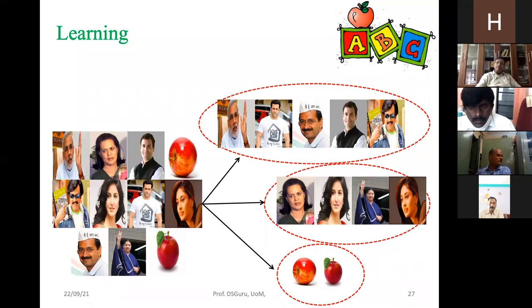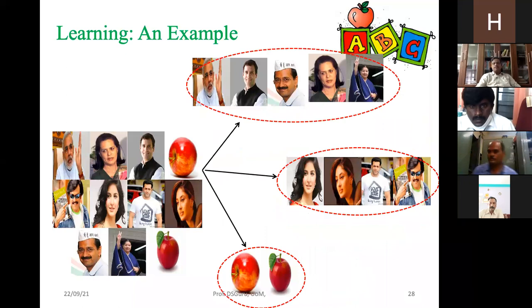But on the other hand, somebody may say, no, I'm not interested in gender information. I don't want to say whether that photo is a male photo or female photo, but I want to say whether the photo is a politician photo or actor photo. Then probably this may be the best way of learning for the second purpose. Again, 3 groups only, but the first group has all politicians, irrespective of the gender. The second group has all film industry people, irrespective of the gender. Third one, only fruits, right? This is based on somebody's interest, right?